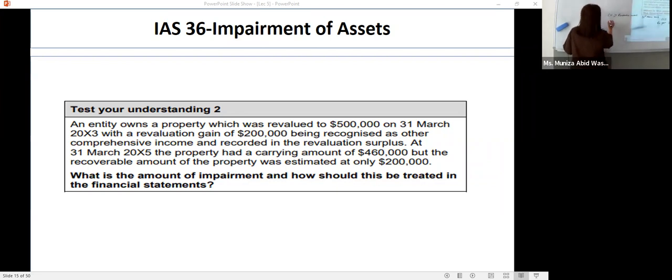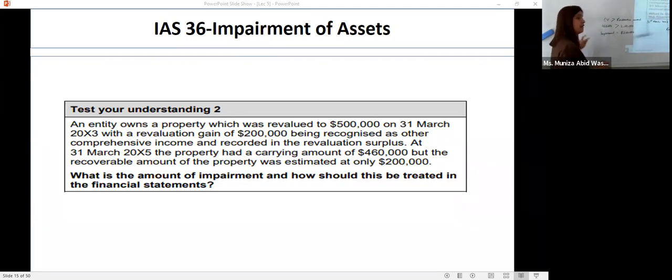The carrying value is 460,000, whereas the recoverable amount is 200,000. So it means that there is an impairment of 260,000. Now, how are we going to recognize this impairment, since we already had a revaluation gain in the statement of other comprehensive income?